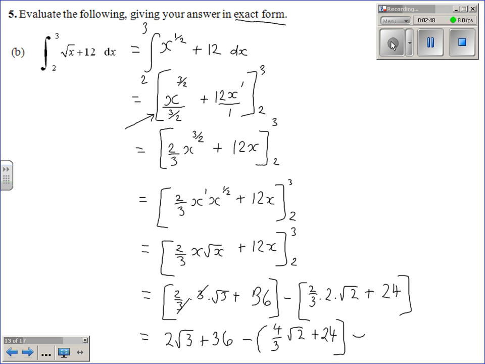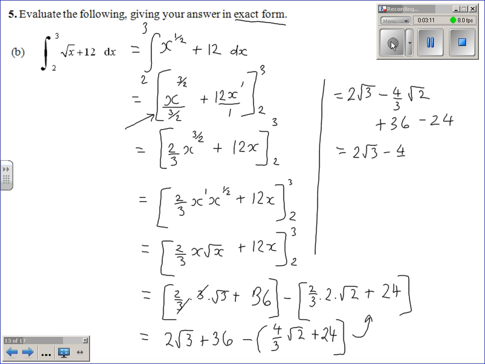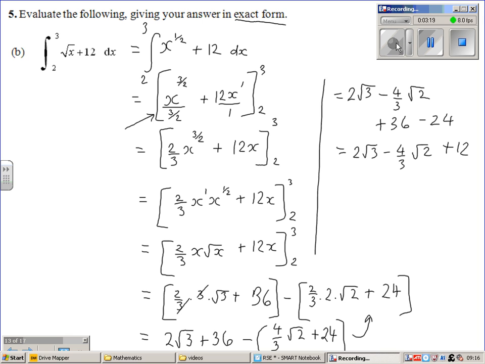Okay, at this point I'm just going to go up to the top here. So we've got 2 root 3 minus 4 over 3 root 2 by expanding that bracket. And then if we have a look at our numbers, we've got plus 36 minus 24. And if we just simplify that, we've got 2 root 3 minus 4 over 3 root 2. And then 36 minus 24 is 12, so if we add the 12 on the end. Okay, and at that point you're all done, so you're finished.